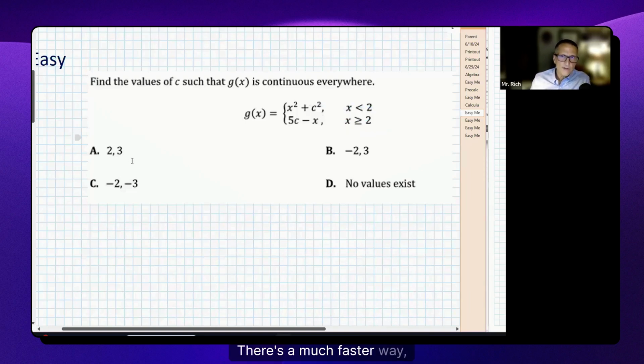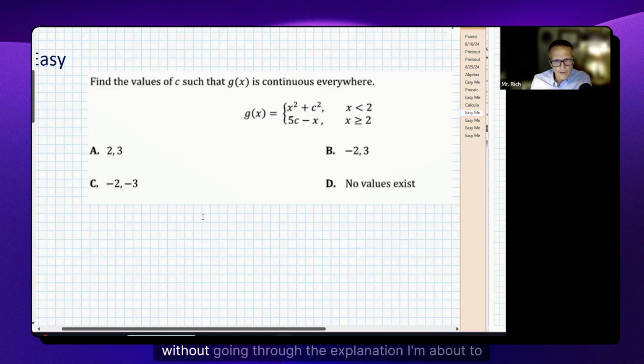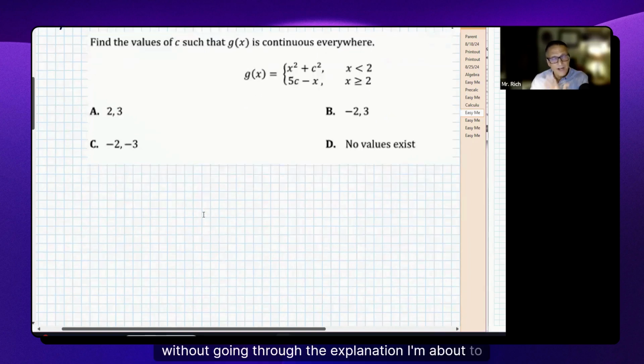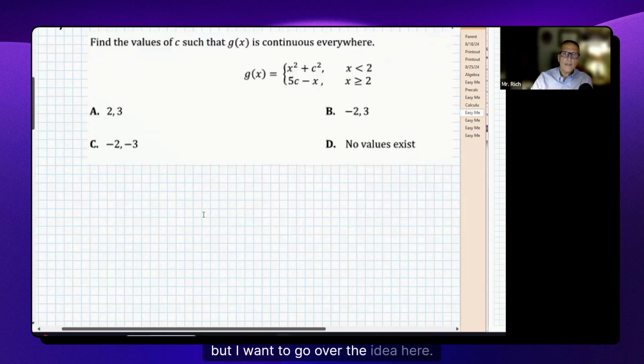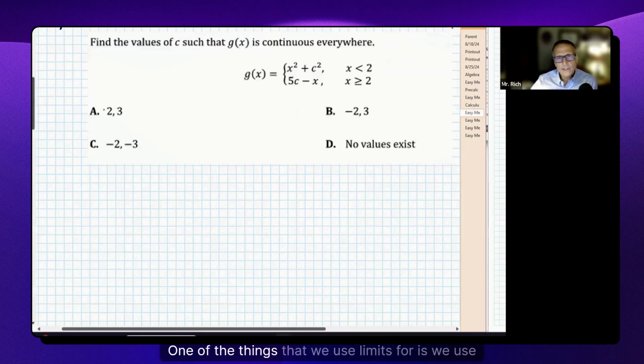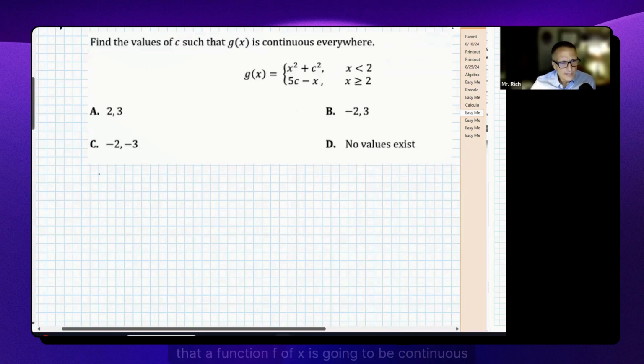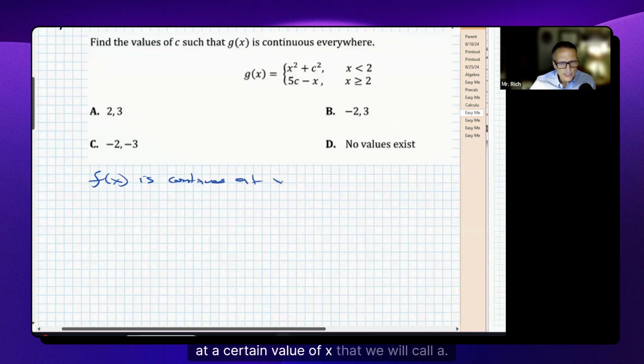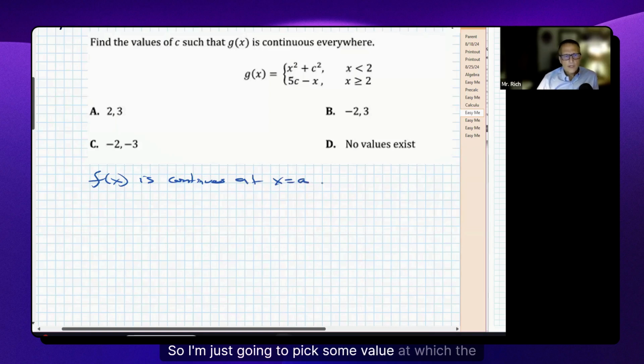There's a much faster way, I guess, to do this without going through the explanation I'm about to give you, but I want to go over the idea here. One of the things that we use limits for is to define continuity of a function. So we can say that a function f of x is going to be continuous at a certain value of x that we will call a. I'm just going to pick some value at which the function's continuous if the following is true.